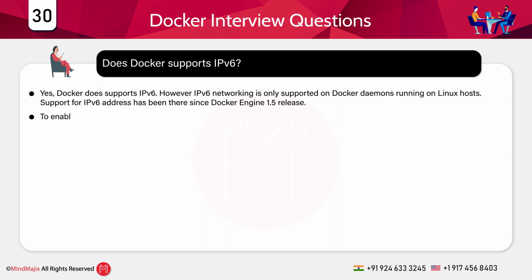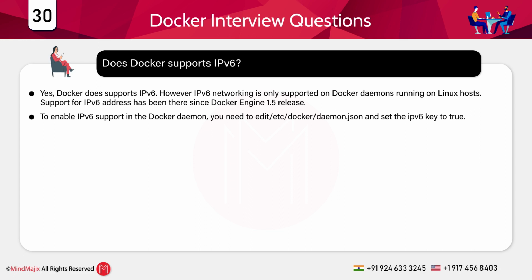To enable IP version 6 support in the Docker daemon, you need to edit /etc/docker/daemon.json and set the IP version 6 key to true. So as you can see in the daemon.json file, you have to write the curly braces and double quotes, IP version 6, and then colon true statement. And after that, you can use IP version 6 in Docker.